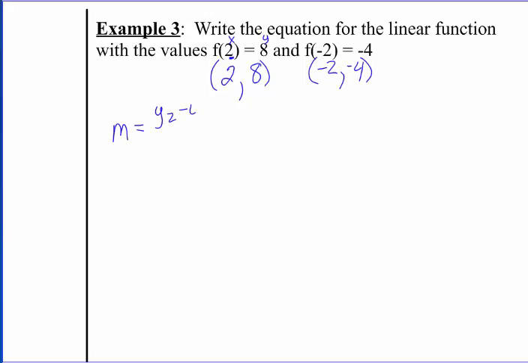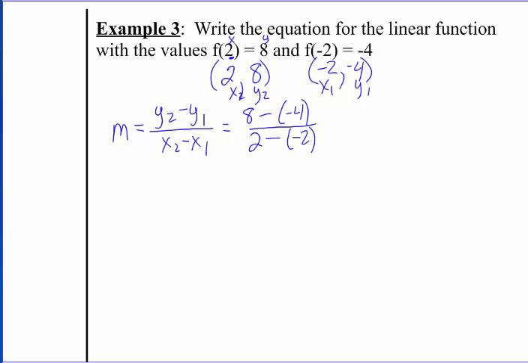m equals y2 minus y1 over x2 minus x1. Then we plug in our numbers. So I'm going to make this one my x2, y2, this one my x1, y1. Doesn't matter which one is your first point and which one is your second point. You should get the same slope in the end. So y2 is 8 minus your y1, which is negative 4. x2 is 2 minus x1, which is negative 2.